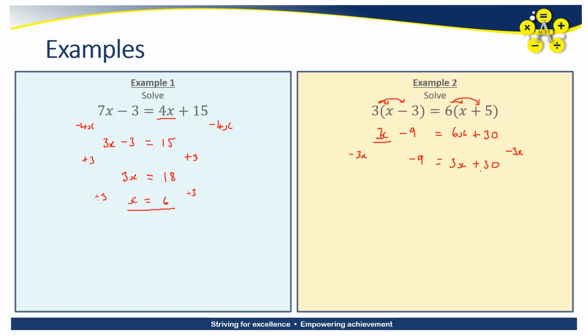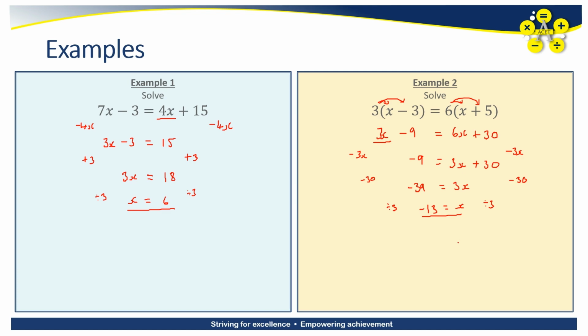Now I want to get x on its own, so I need to remove this positive 30. So I'm going to take it away. I'm going to take 30 away from both sides. And I get negative 39 equals 3x. Just be careful when they're negatives. Negative 9 take away 30 means we're starting at negative 9 and we're going down the number line 30. So we get this negative 39. And 3x means 3 times x. I want x on its own, so we're going to divide both sides by 3. So negative 39 divided by 3 is negative 13.